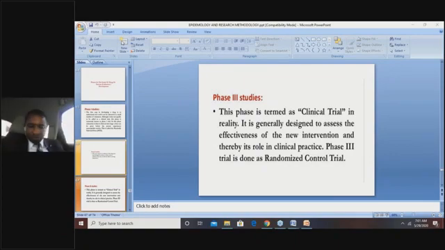So after phase 3, we go to phase 4 clinical studies. So you go to phase 4.